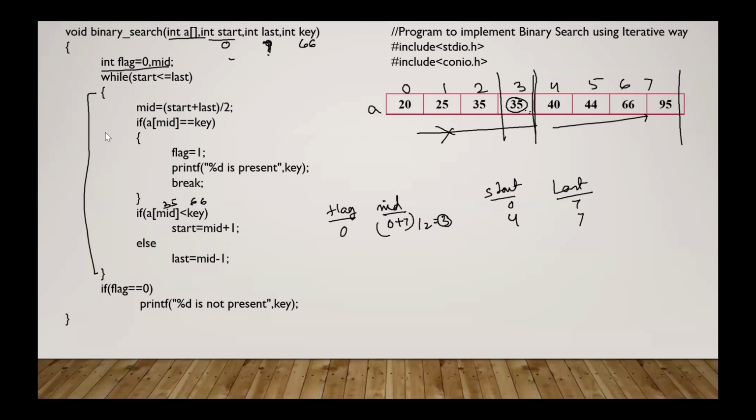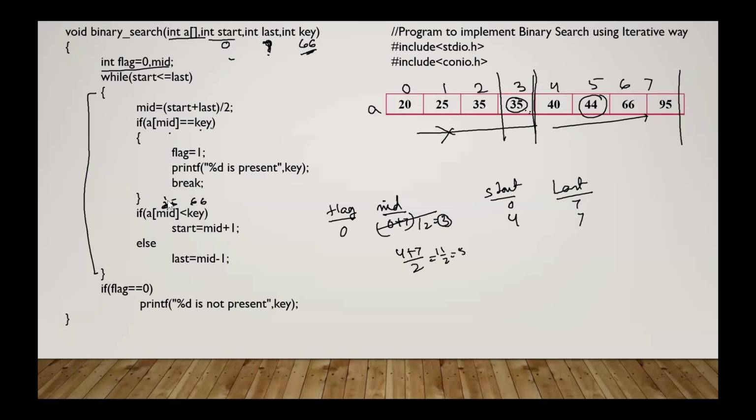Now mid equals start plus last divided by 2. What is start right now? 4. Then what is mid? Mid is 4 plus 7 divided by 2, so this is 11 by 2, that is 5. So what is at index 5? 44. So now A[mid] is 44. Now we compare 44 with 66, because our searching element is 66. 44 equals 66? No.